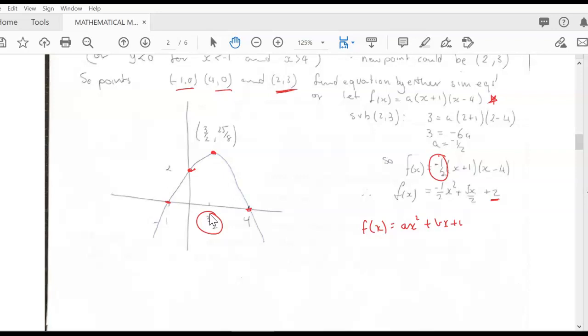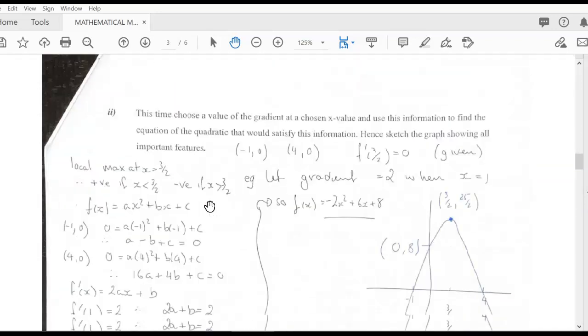So you just substitute 3 on 2 into your function and you should get 25 on 8. All right, let's move on.